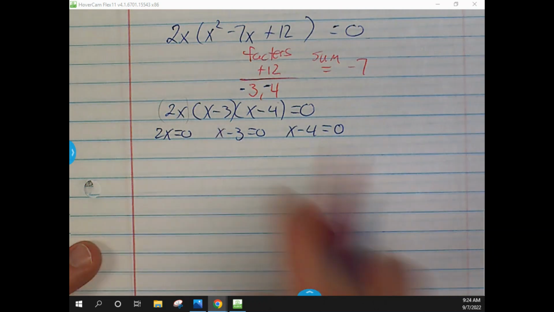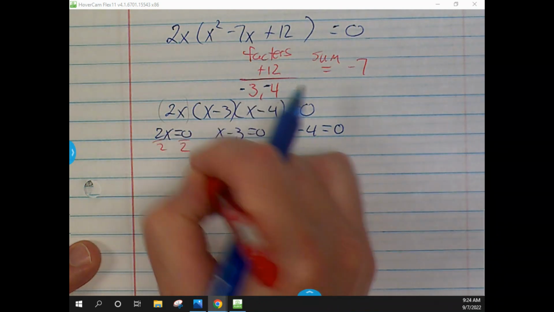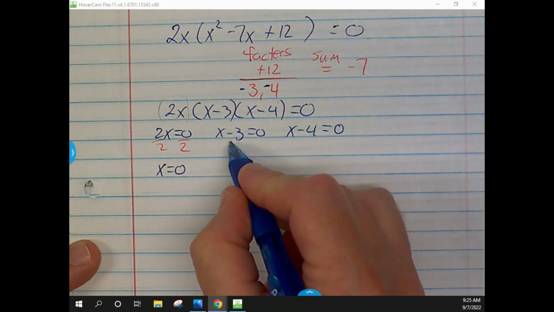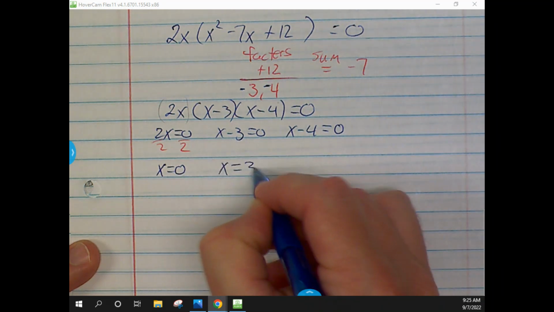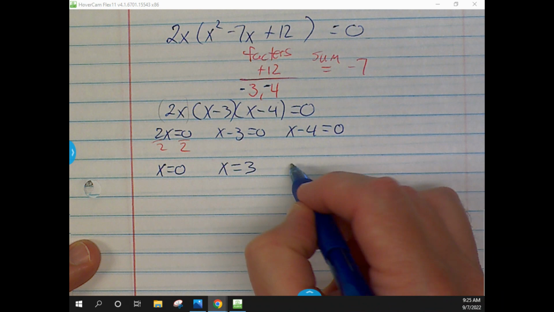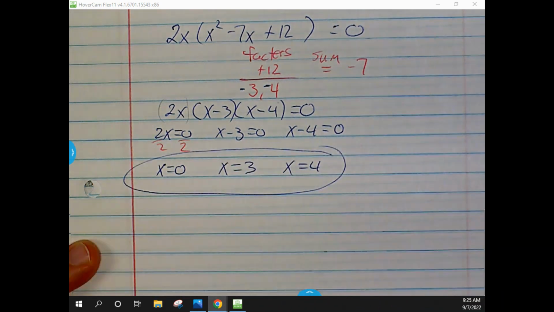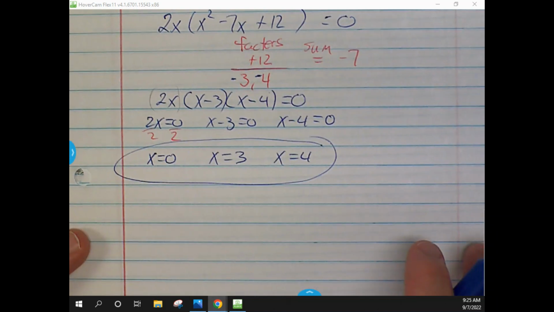All right. Take 0 and divide it by 2. Still 0. There we go. This one, we're just going to add 3 to both sides. This one, we would add 4 to both sides. So there's your 3 solutions.